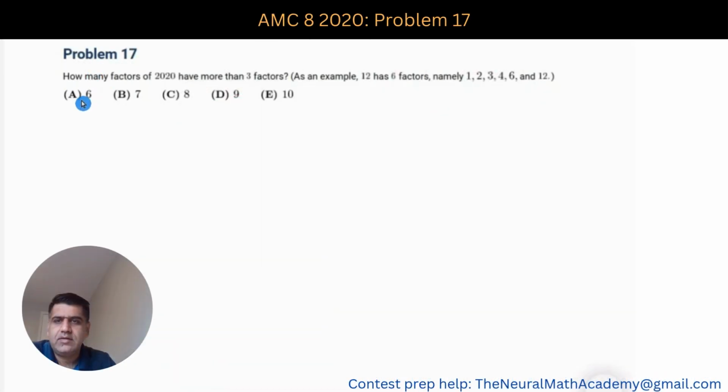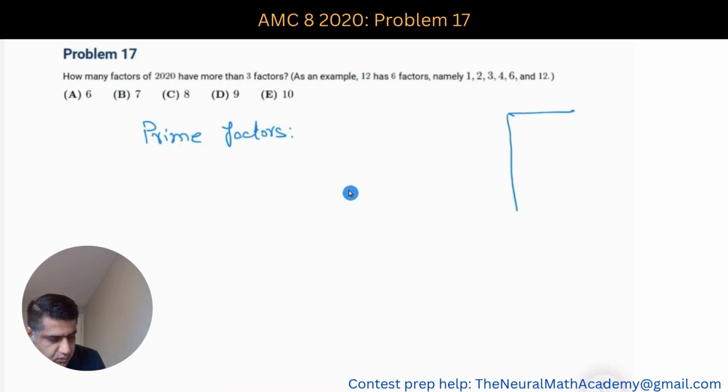Problem 17. Where we are asked to find out factors of 2020 that have more than 3 factors. And an example is given here. So first we need to find the prime factors for 2020. So the prime factors that we have, we can find them with this method. We just write 2020 and divide it with 2.